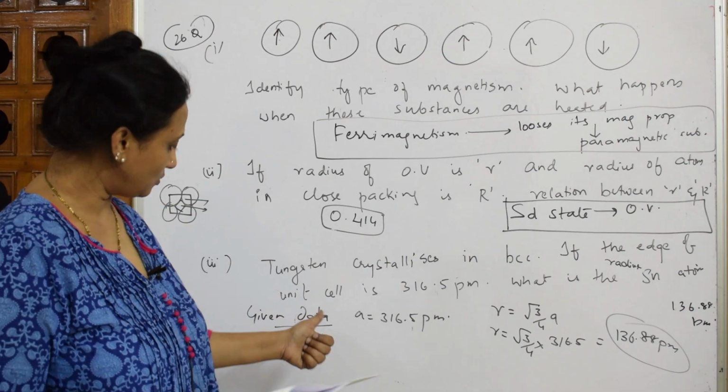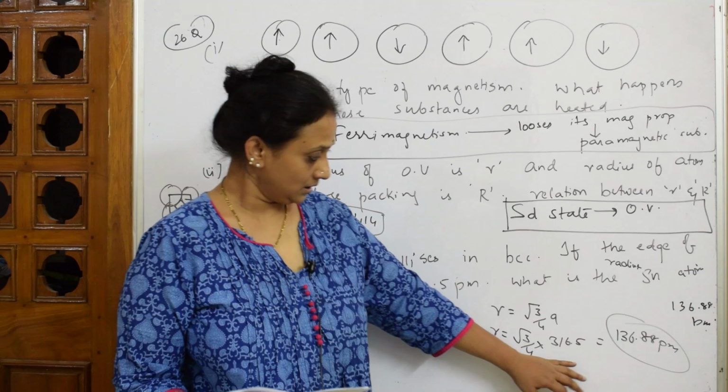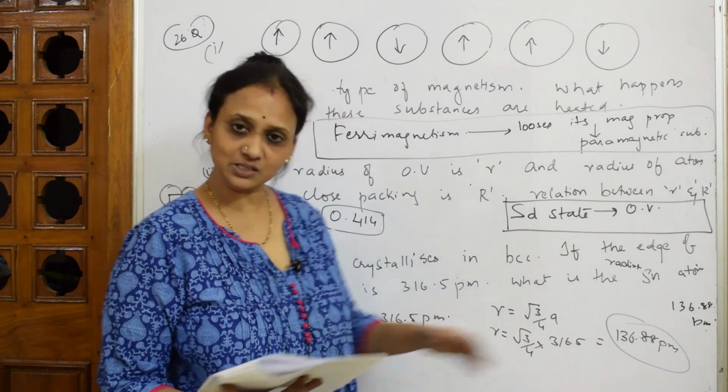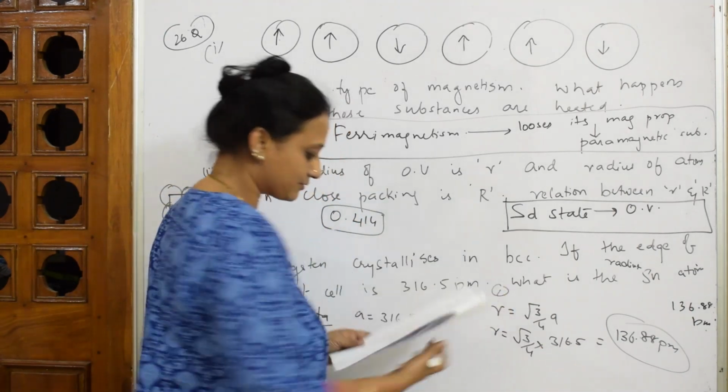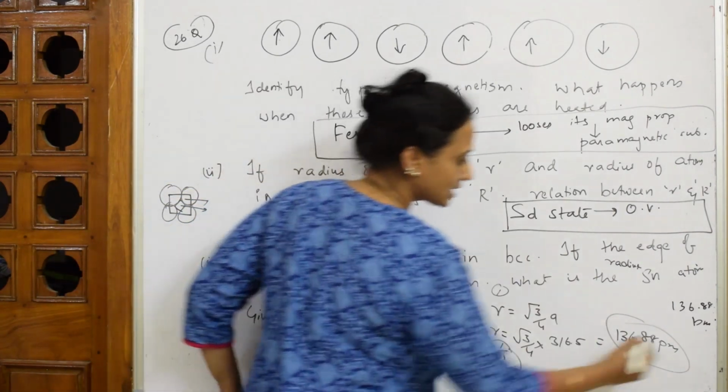The leftover 1 mark is this formula which you are writing. After that, the substitution part also is carrying half mark, and the answer carries half mark.